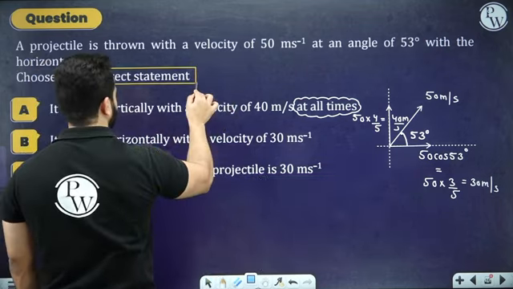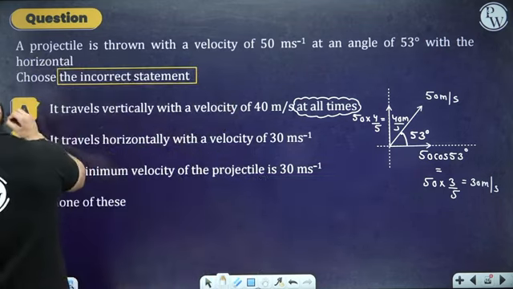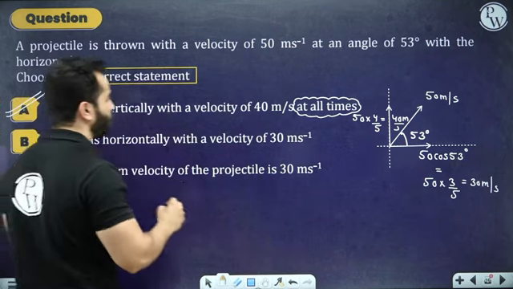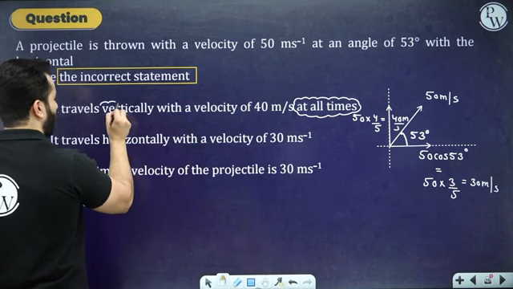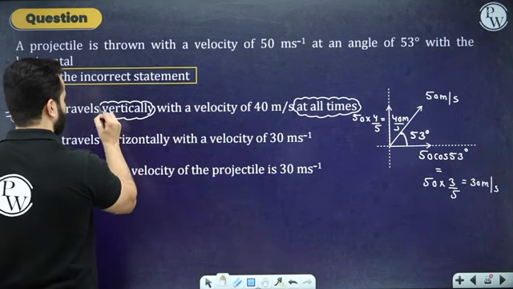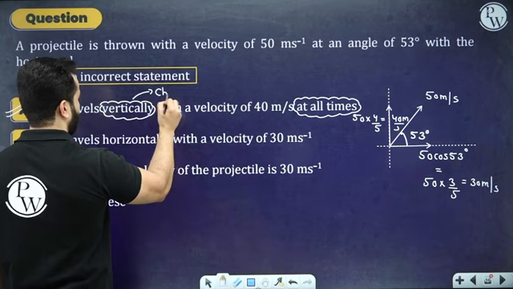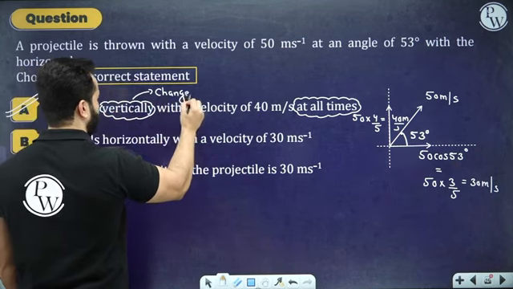So this is the incorrect statement. Obviously, the first one is incorrect because this will actually change. The vertical component changes because of acceleration due to gravity, right?